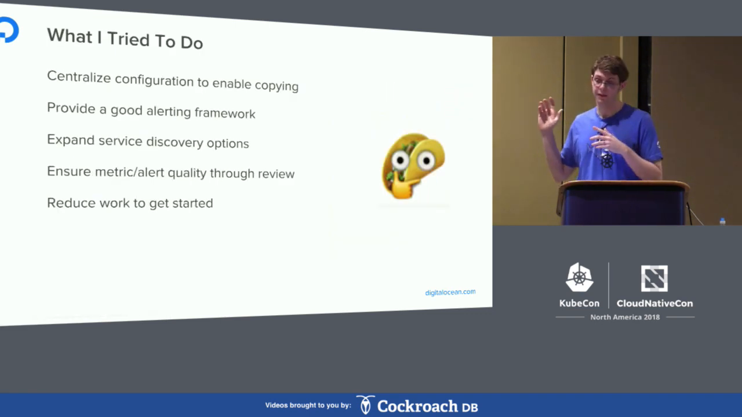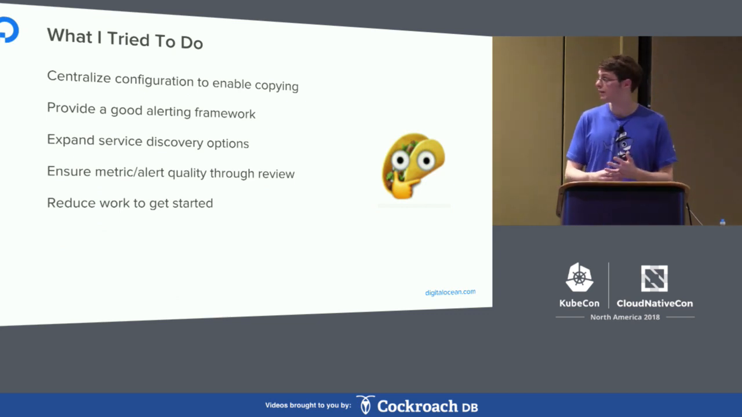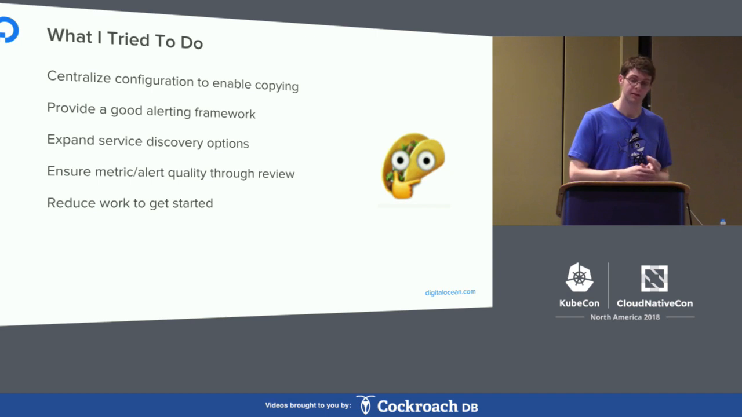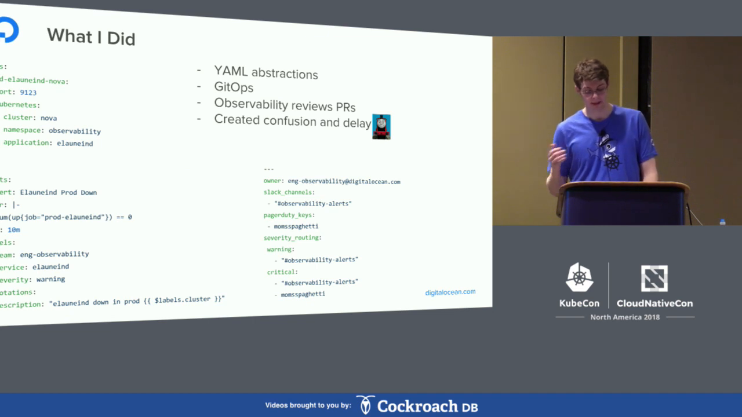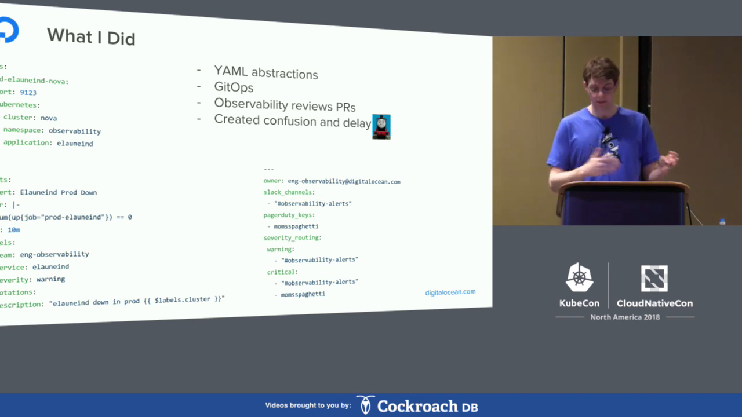So these are some of the problems that I had set out to solve when I started doing this. We had things that needed to be discovered in Chef, and Prometheus didn't support Chef, so I wanted to do that. I wanted to centralize alerts, basically do these things to centralize knowledge, centralize configuration so that people can copy the stuff. What I did was create a Git repository that acted as a configuration directory for some code that turned these YAML abstractions into Prometheus configuration.